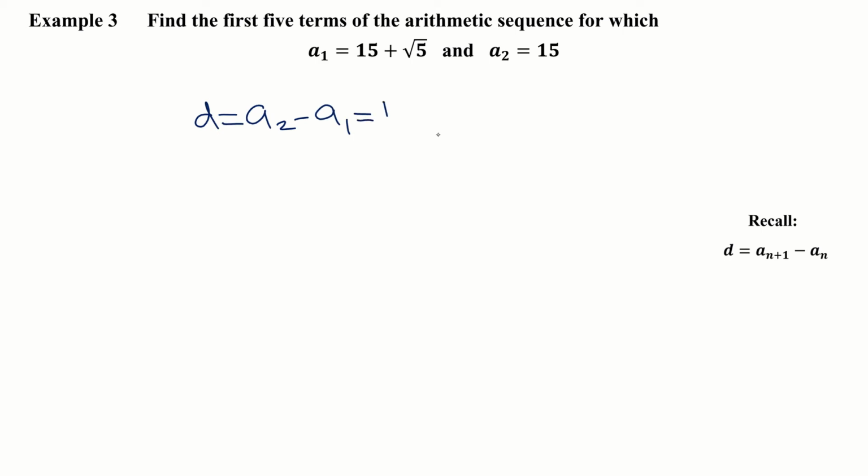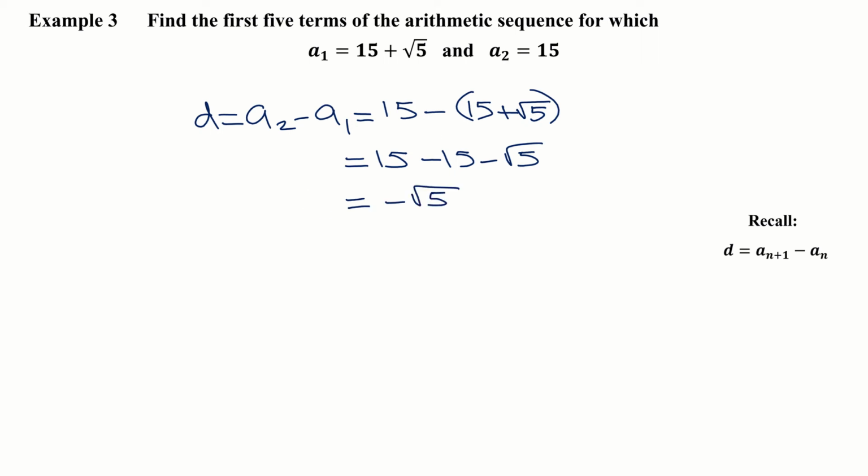So I get 15, which is A2, minus, I'm going to need parentheses because I need to distribute the minus into the first term, which is 15 plus radical 5. So now I get 15 minus 15 minus radical 5. And the 15s cancel out, so we get negative radical 5 for the value of the common difference, D.